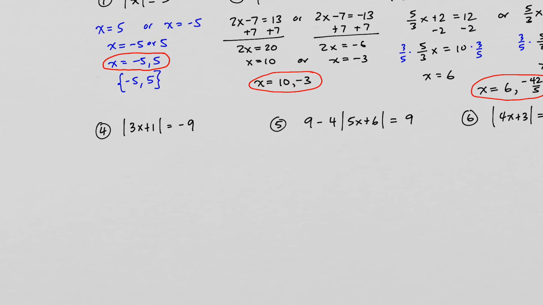Okay. Number 4 is a special case. We have the absolute value of 3x plus 1 is equal to negative 9. And if you're not careful here, you could get the wrong answer by setting up an equation here. See, the thing is, the absolute value of a number is the distance from 0. Distance is always a positive number. So the absolute value can never be equal to a negative number. So this is a kind of a tricky question here, but this problem has no solution.